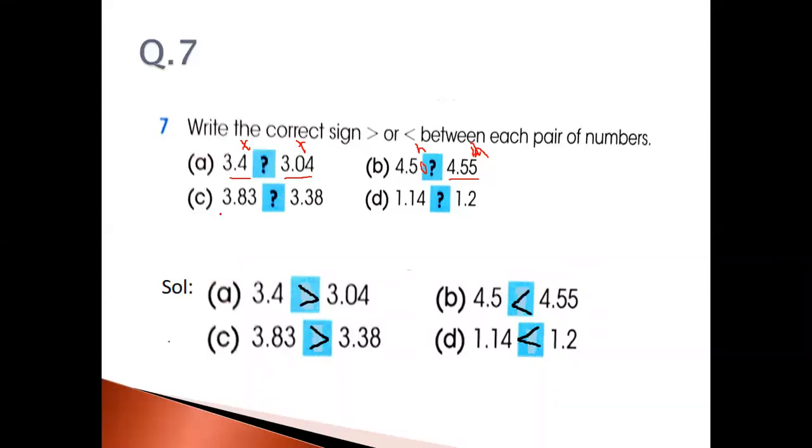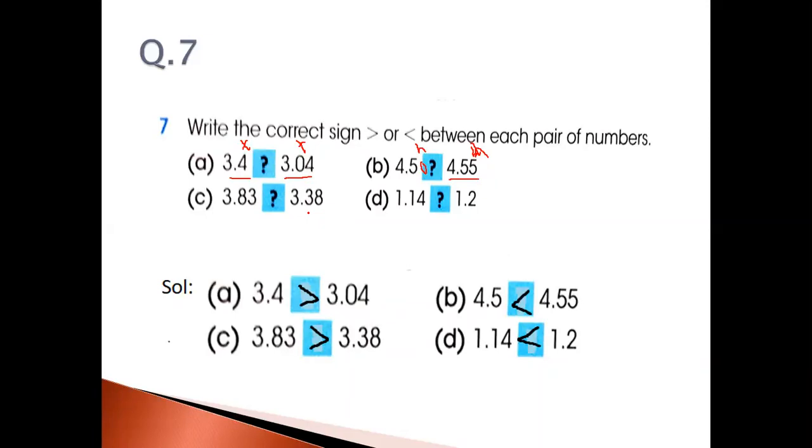In C part, again, the whole numbers are the same, 3.83 and 3.38. So we cannot decide only with the help of the whole number. 3 and 3 are the same. Let's move towards the tenth part. Here in this number, the tenth part is 8. And on the other side, you can see the tenth part is 3.